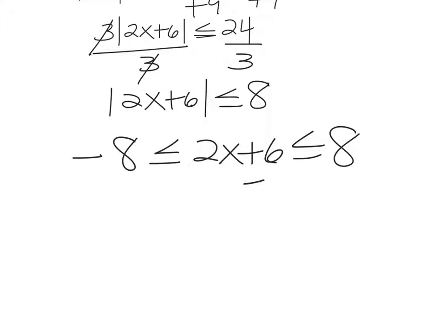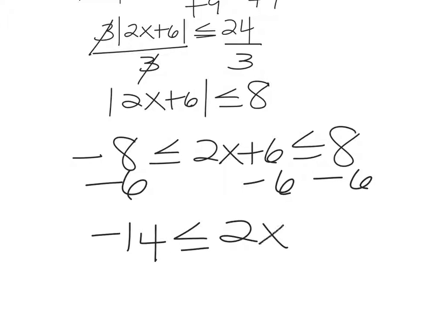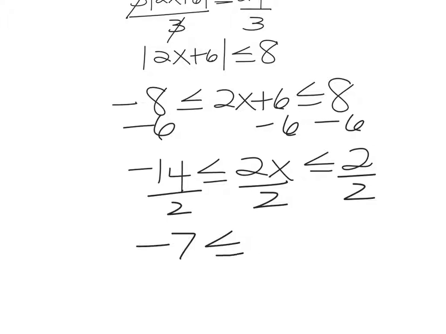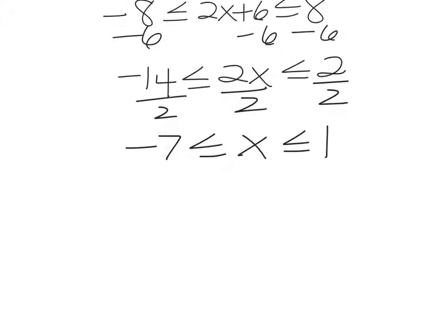Subtract 6. -14 is less than or equal to 2x is less than or equal to 2. And make sure you show all this work. Write the problem down. Work it out. So we get -7 is less than or equal to x is less than or equal to 1. So the answer is going to be numbers between -7 and 1, including -7 and 1, and that's it.